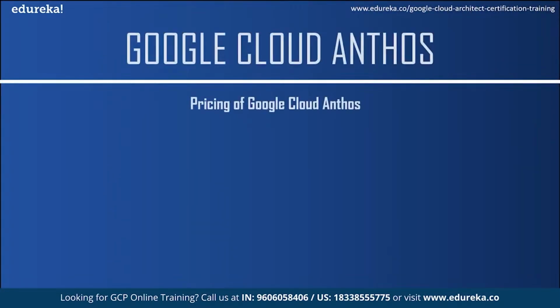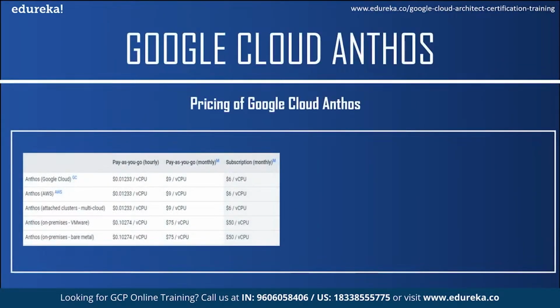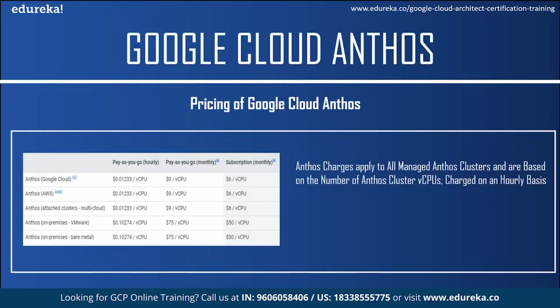Now, let us take a look at the pricing of Anthos. Anthos charges apply to all managed Anthos clusters and are based on the number of Anthos cluster virtual CPUs, charged on an hourly basis. There are two types of pricing options for Anthos. The first one is the pay-as-you-go pricing model, where you are billed for Anthos managed clusters as you use them. If you want to try Google Anthos or use it infrequently, you can choose the pay-as-you-go pricing model.